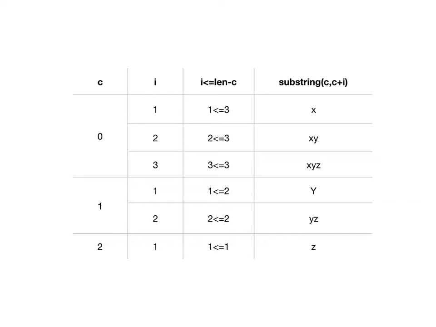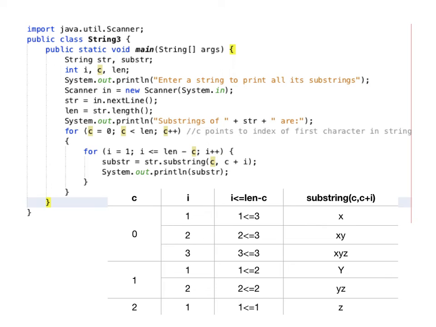So with this basic background, writing the program becomes quite easy. If you look at the program here, just read a string into str, then find the length using string dot length, because I need the length to be used in the program. Next, as I discussed earlier, c will go from 0 to less than length, and then i will start from 1 and go up to length minus c.